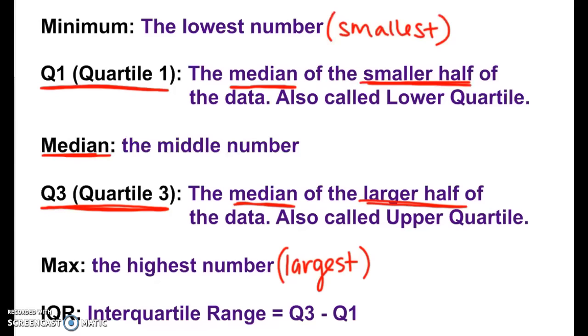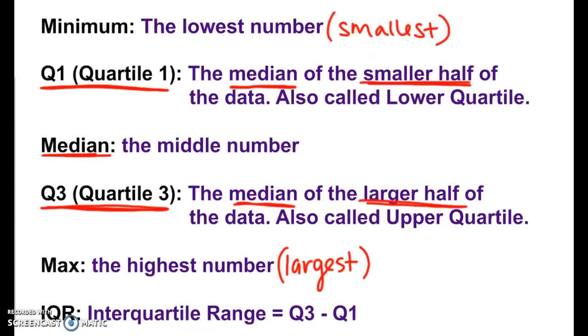So we're actually finding the median 3 different times. We find the median of the entire data first, because that helps split it into a smaller half and a bigger half. Then we take the smaller half and find the middle, and take the larger half and find the middle. Not too difficult, but we have new terminology: quartile 1 and quartile 3.